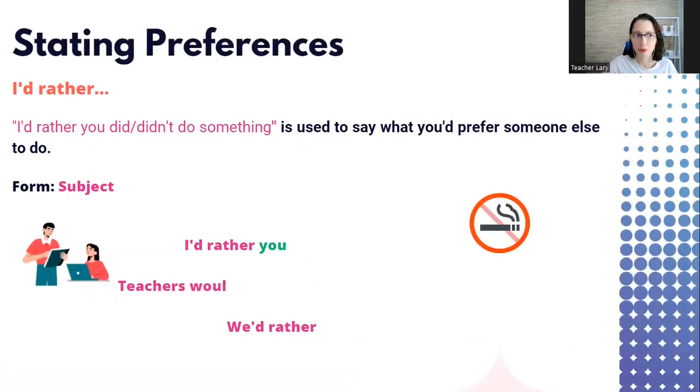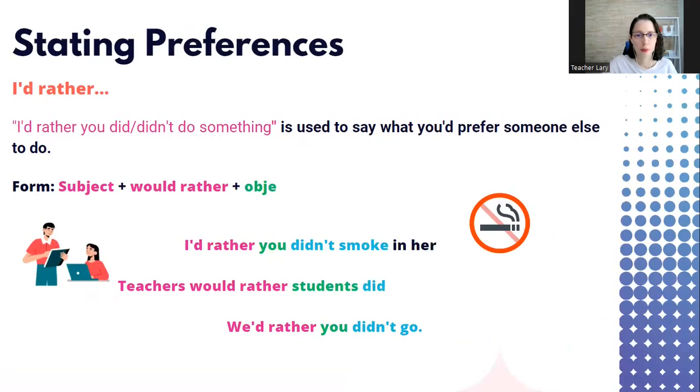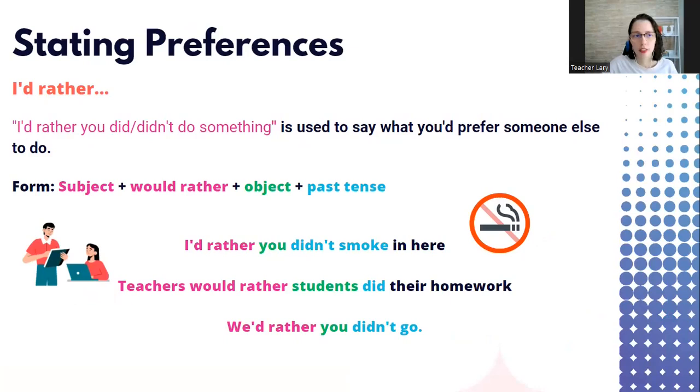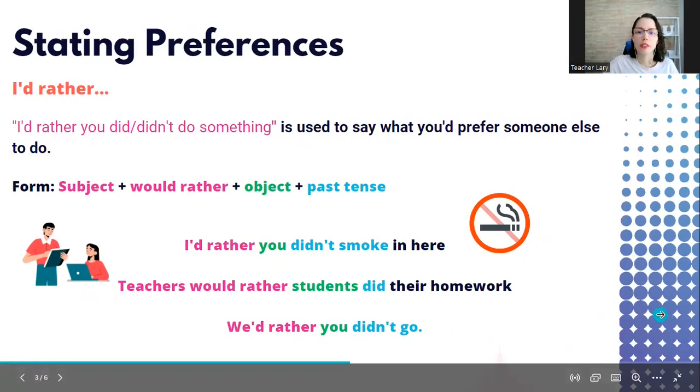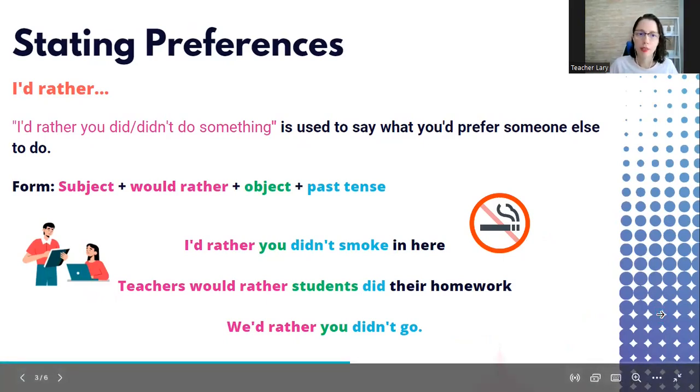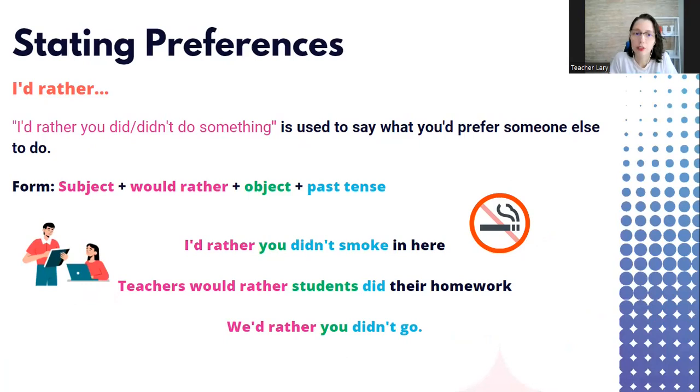Let's see another expression. I'd rather, or I would rather, if you prefer. So I'd rather you did something or you didn't do something. It's used when we want to say what we would prefer someone else to do. Okay, that's very important. I'm gonna use I'd rather plus an object, the person, and the past tense when I want to say what I would prefer this person to do.